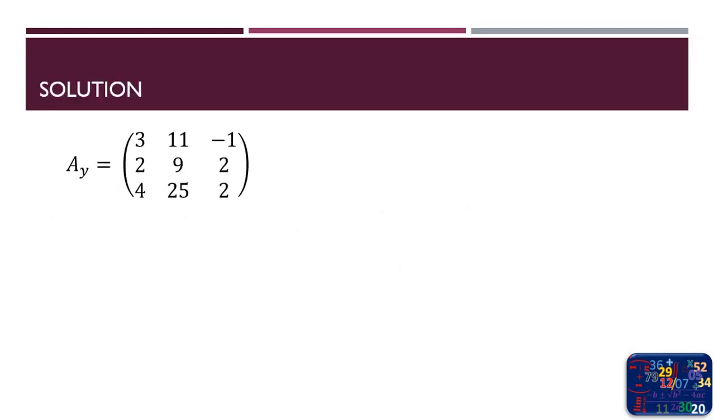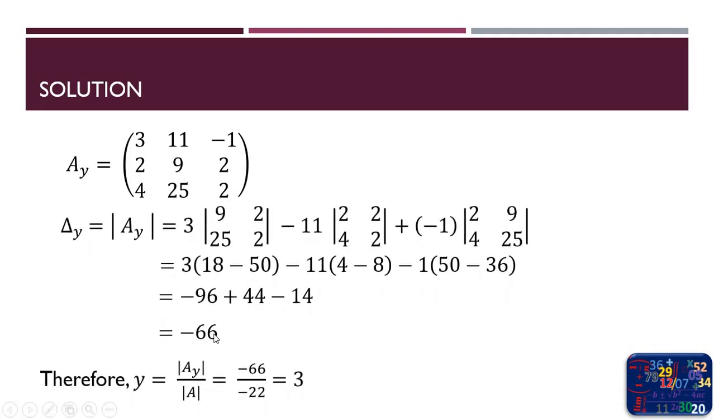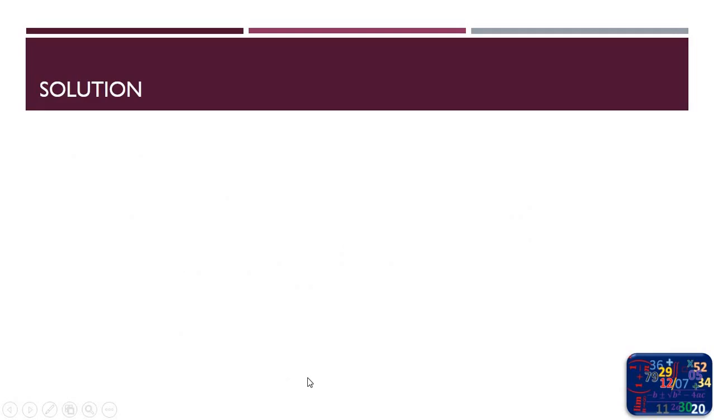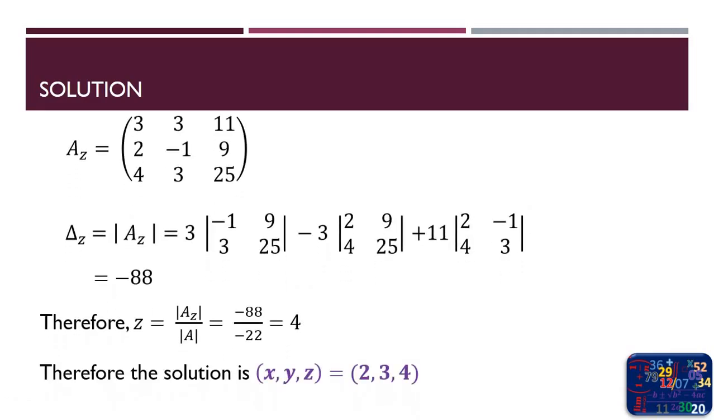Now find y. How to find y? Replace the second column vector by the column vector B and find the determinant value. The determinant value is minus 66. Now y is equal to determinant of Ay divided by determinant of A. The answer is 3. The same way for z, the value for z is 4. Therefore, the solution x, y, z is equal to 2, 3 and 4.